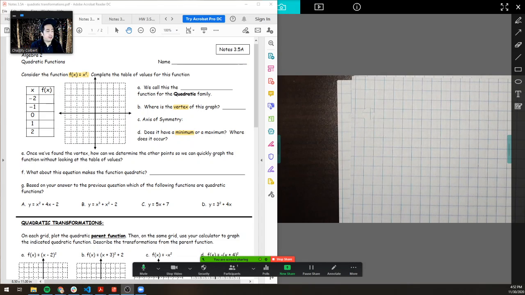Algebra 2. And today is the 30th, right? November 30th. So the first week of December, we're getting ready for finals in 2 weeks. So we got some notes today. We're going over quadratics.